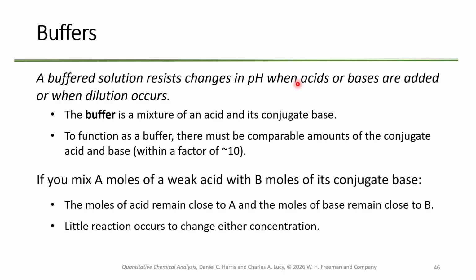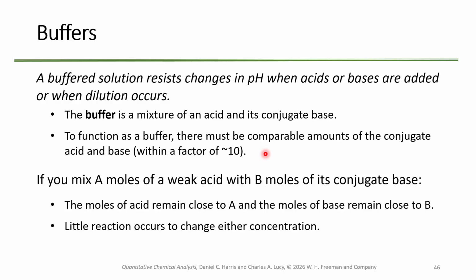Okay, and so buffers are going to be solutions that resist change in pH when you add an acid or a base, or when dilution occurs. Your buffer is again going to be a mixture of an acid and its conjugate base. This means both ways, by the way. You can have the base and the conjugate acid, of course, as long as they're the same species. Everybody understands what I'm saying there, right?